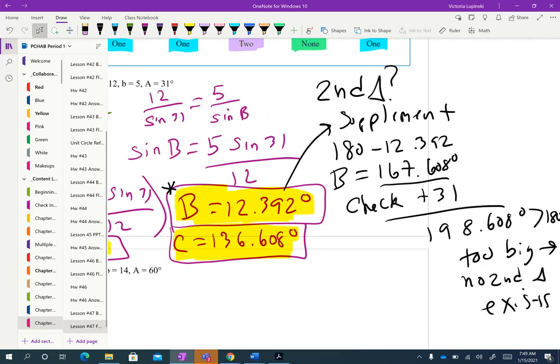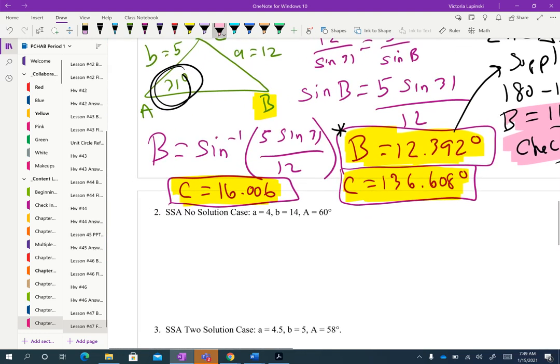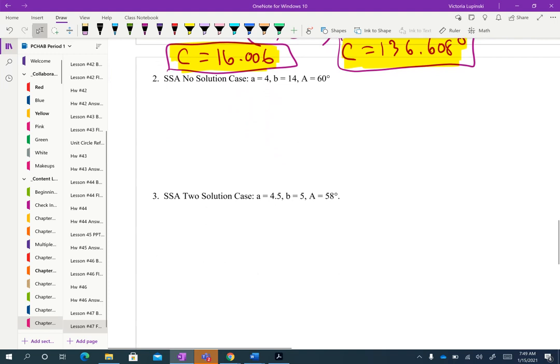Then you're going to check it with the original angle to determine whether it's greater than 180 or less than 180. If it's greater than 180, then it's too big and no second triangle exists. If it's smaller than 180, there is a second triangle and you would go ahead and solve. So that did not happen here in this case, but it will happen again shortly. So that is your one solution case.